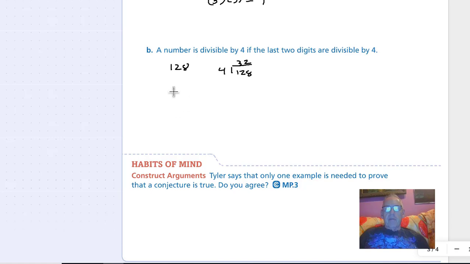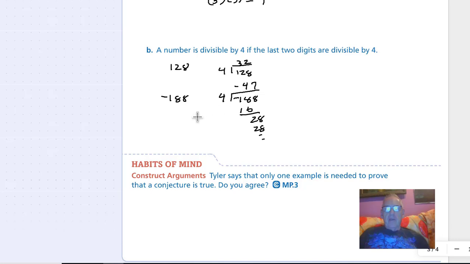Let's try a negative number. Let's try like negative 188. Let's see. 88 is divisible by 4. It goes 22 times. So let's check and see if we can divide 4 into negative 188. 4 times a negative 40 makes 160. 28 left over. And a 7 makes the 28. So this also appears to be a true conjecture.